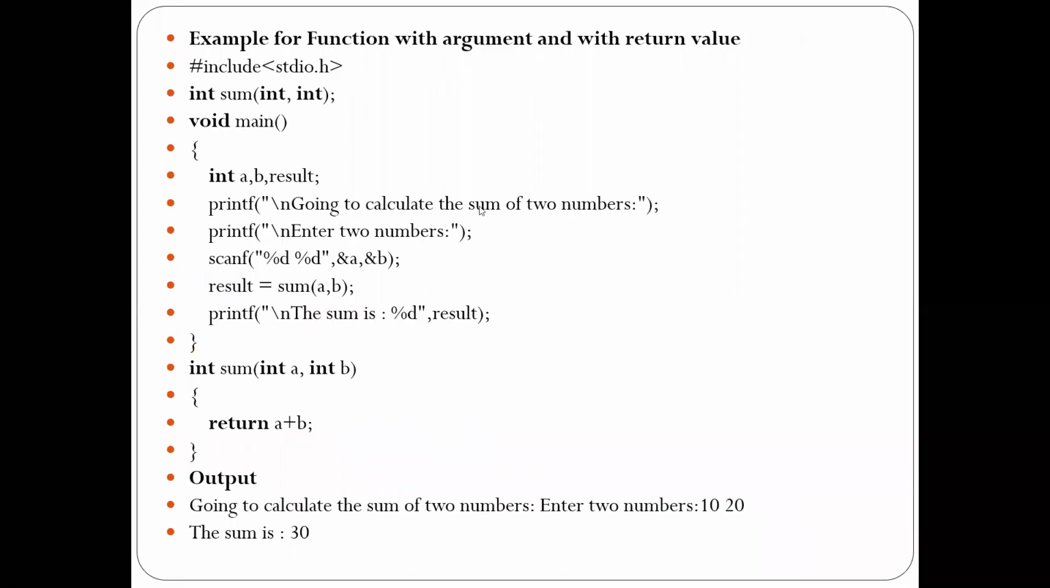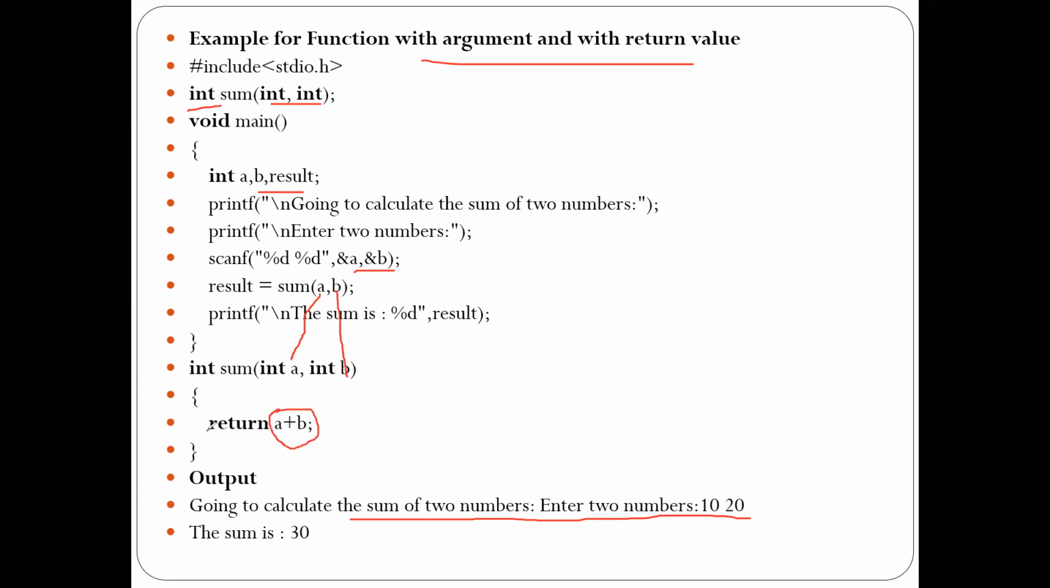And the fourth one is the function with argument and with return value. See here, it has 2 arguments and the return value will be an integer. We input the 2 values for A and B as 10 and 20. These 10 and 20 will be passed to the defined function, and the value will be totaled and returned back as an integer to where it was called, and then that value will be stored into the result and printed: the sum is 30.